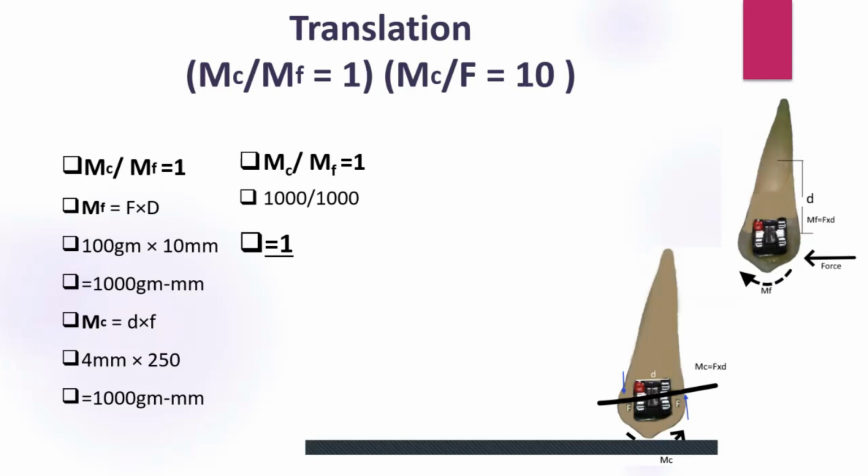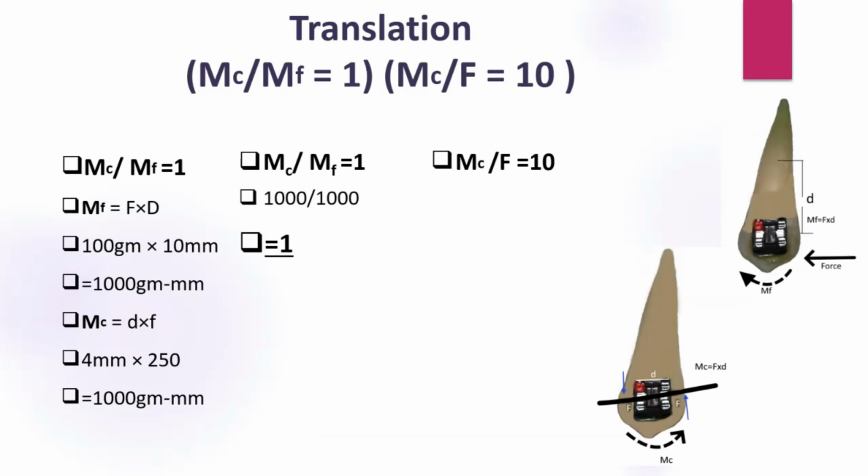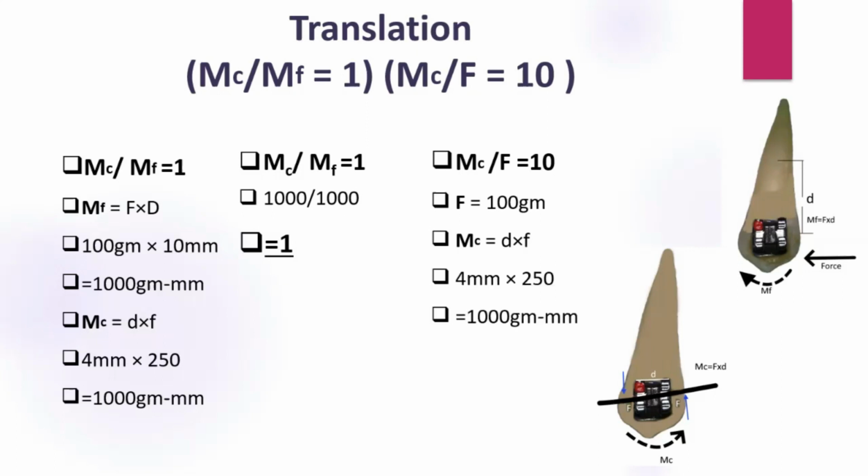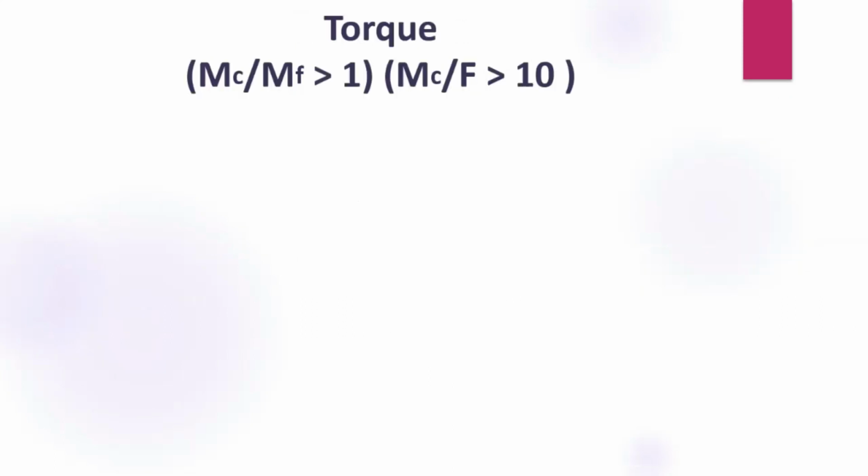Similarly, for moment of couple to force ratio, we need to generate 250 gram of force by traction of the wire and brackets to produce a moment of couple of 1000 gram millimeter. So when we have a moment of couple of 1000 gram millimeter, the moment of couple to force ratio would become 10. The last example is torque, where the center of rotation is at the incisal edge and only root movement occurs. Here, the moment of couple to moment of force ratio is greater than 1, or moment of couple to force ratio is greater than 10.